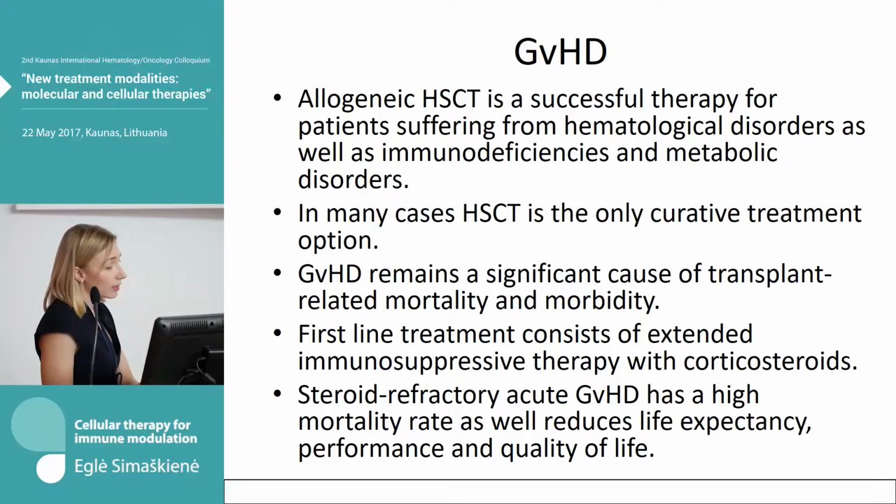Nowadays, allogeneic stem cell transplantation is a successful therapy, and it's used for patients suffering from hematological diseases, as well as immunodeficiencies and metabolic disorders. And in many cases, this treatment option is the only option for these patients. GVHD remains a significant cause of transplant-related mortality and morbidity. And if we have GVHD, first-line treatment consists of extended immunosuppressive therapy with corticosteroids. But still we have steroid-refractory acute GVHD.